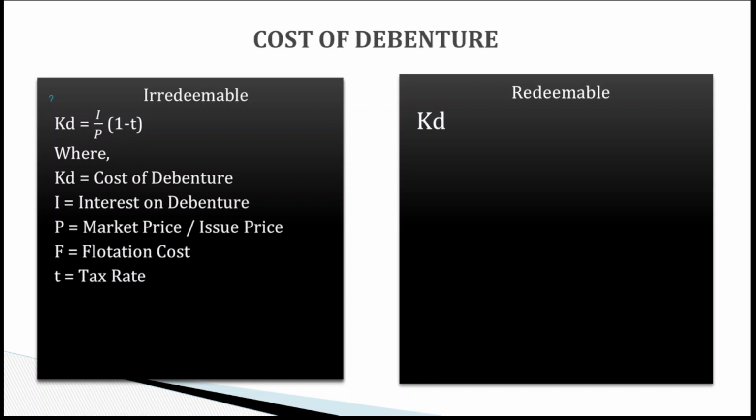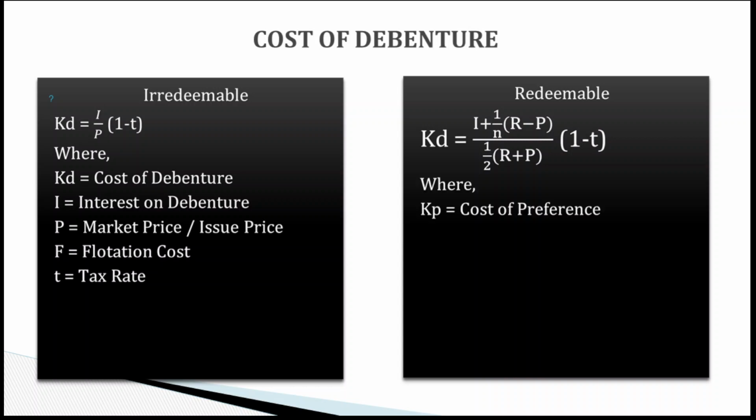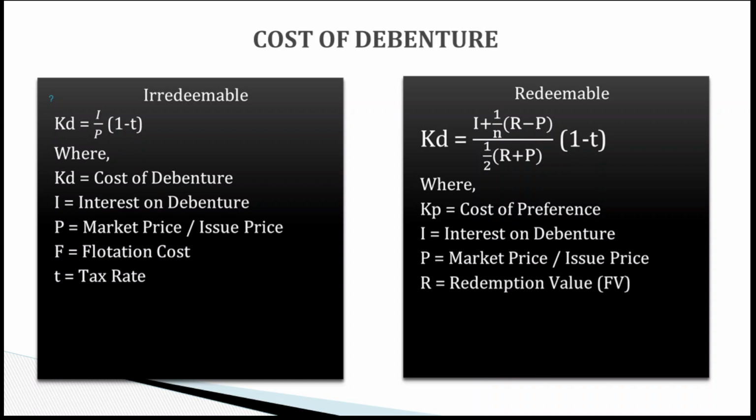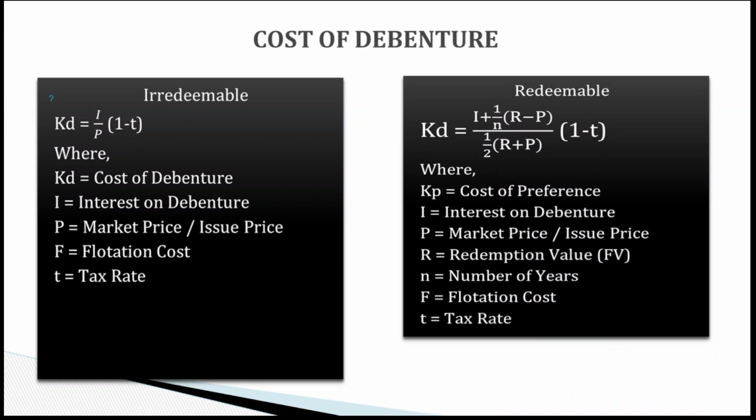For redeemable debentures, KD = [I + (1/N)(R - P)] / [(1/2)(R + P)] x (1 - T). We are giving again the tax effect. After tax we are calculating cost of debenture, where KD is cost of debenture, I is interest on debenture, P is market price or issue price, R is redemption value, N is number of years, F is flotation cost and T is the tax rate.